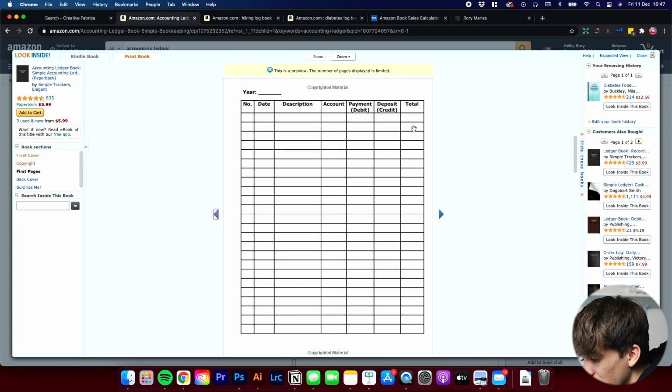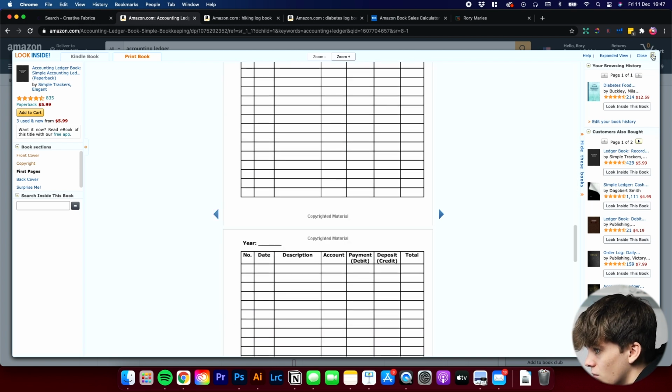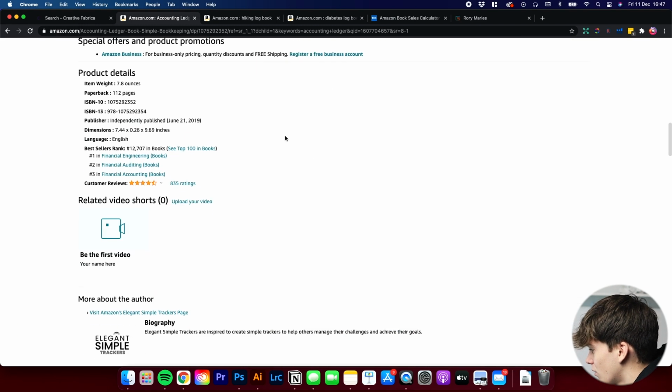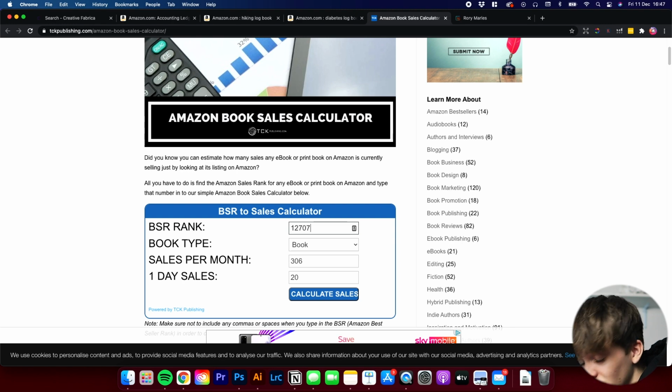And all they've done is just copy and pasted it throughout the book and created this interior, which is making, well, what's the BSR? 12,000, I think it was, 12,707. So if we type that in, 12,707, 306 sales per month. And now I'm sure this author will have created them themselves.